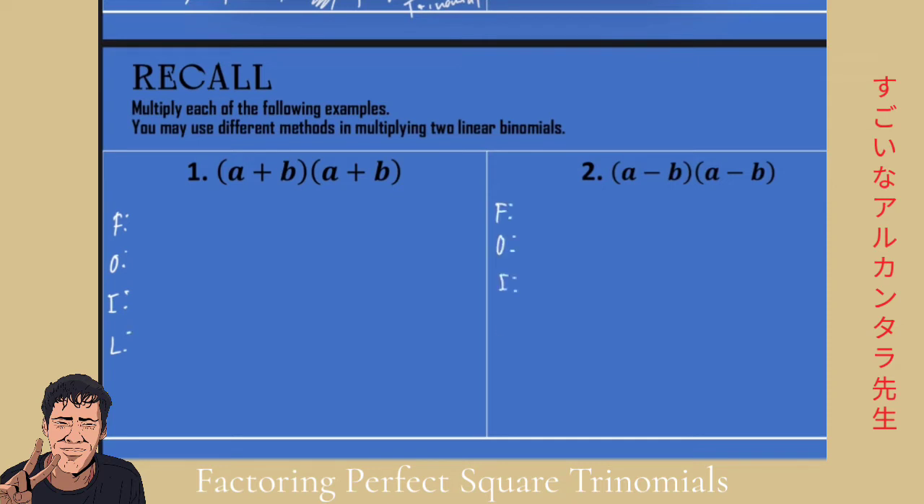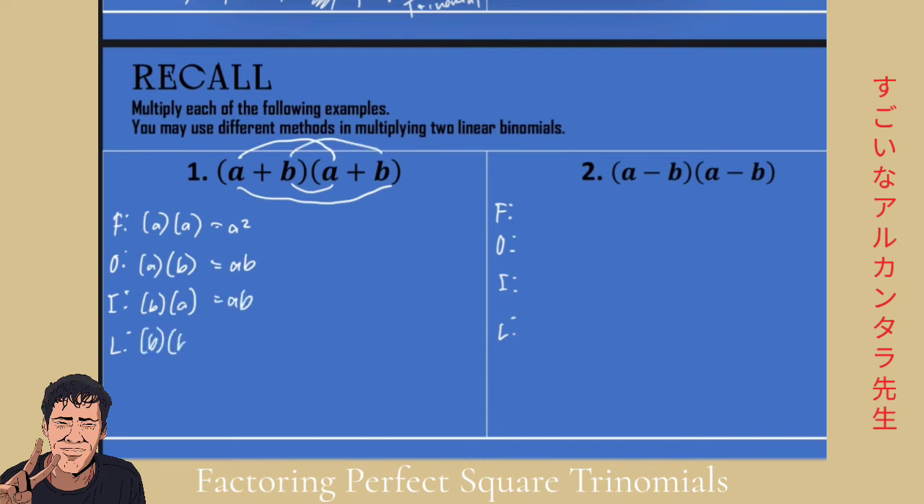So let's say we have the first terms, a times a, that's a squared. Outer terms, a times b, that will give us ab. B times a, that will give us ab also. Then b times b, that will give us b squared. So altogether, this will be a squared plus ab plus ab plus b squared. You can see we can still add the middle terms here. So we'll have a squared plus 2ab plus b squared. This will play an important role later on.